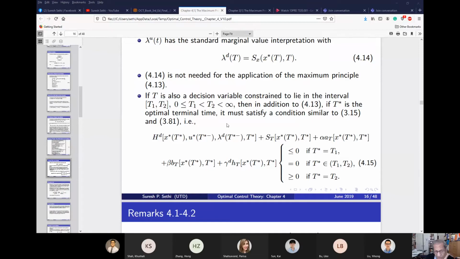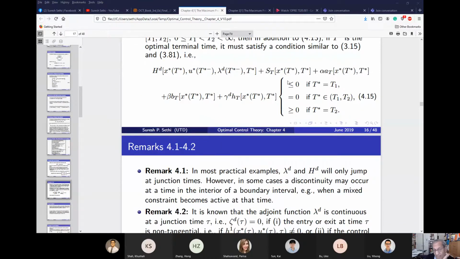This one we always tack on to the maximum principle, and I just give this to you. If there is a time t between t1 and t2, which also is a decision variable, then we need conditions of this kind. This is a similar condition to chapter 3, but the similarity only goes so far. But in this particular case, I think they're pretty similar, but there's a gamma here, so that's a difference between the previous chapter and this chapter.